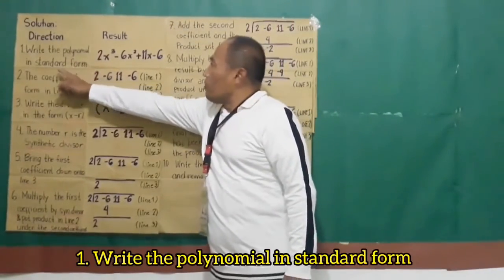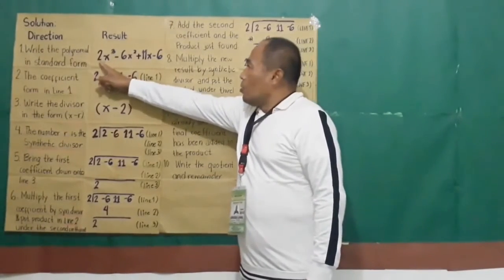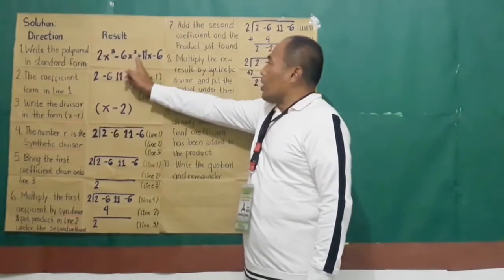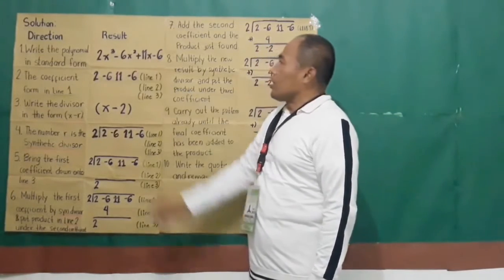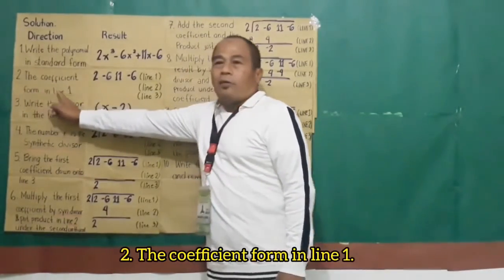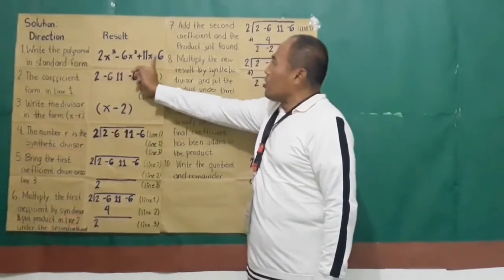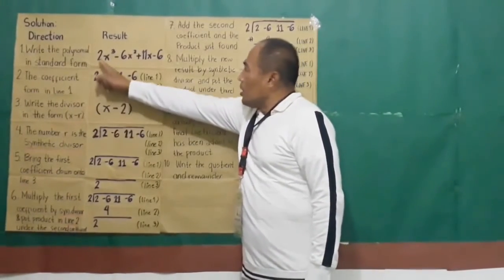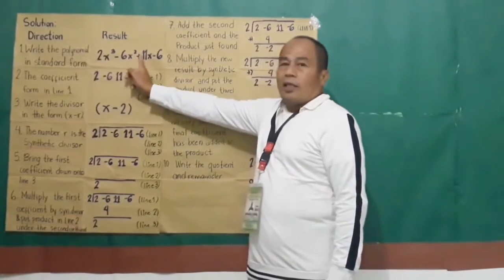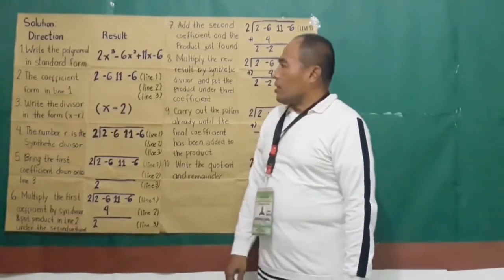1. Write the polynomial in standard form, which means 2x cubed minus 6x squared plus 11x minus 6. 2. The coefficients are formed in line 1, that is the numerical coefficients of this polynomial. You can write 2, the negative 6, the positive 11, and the negative 6.